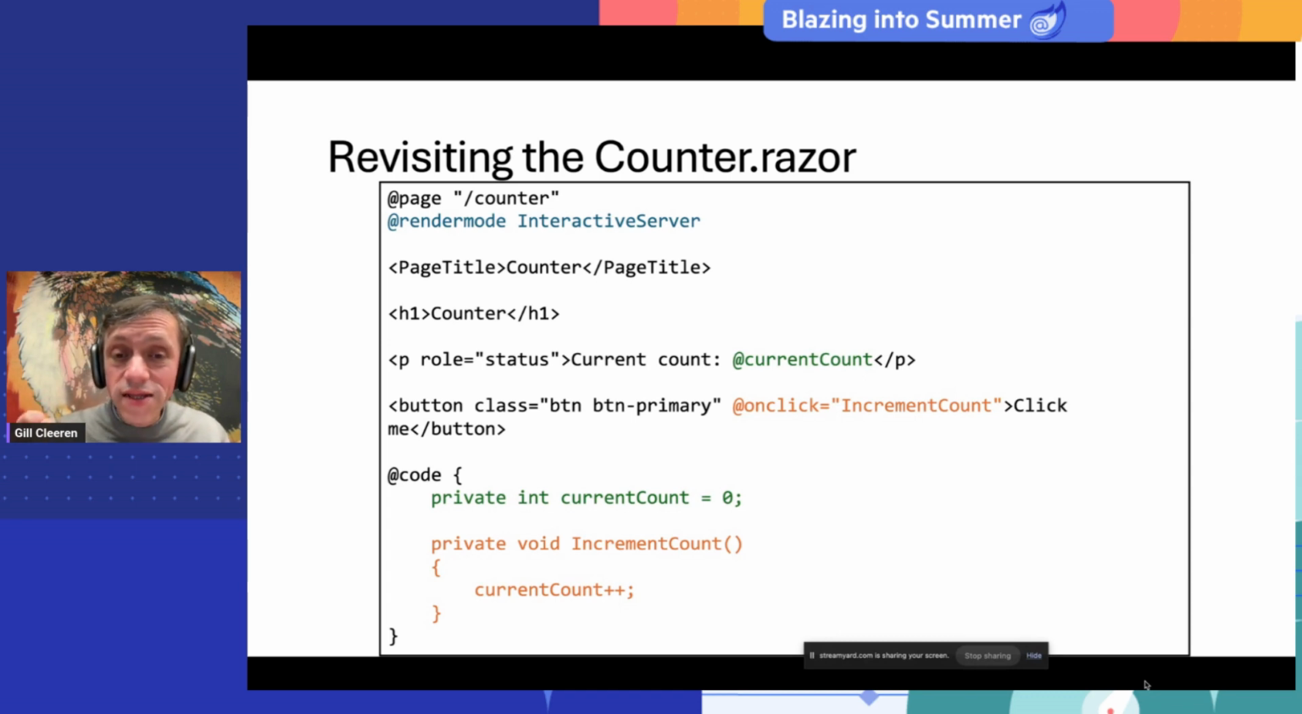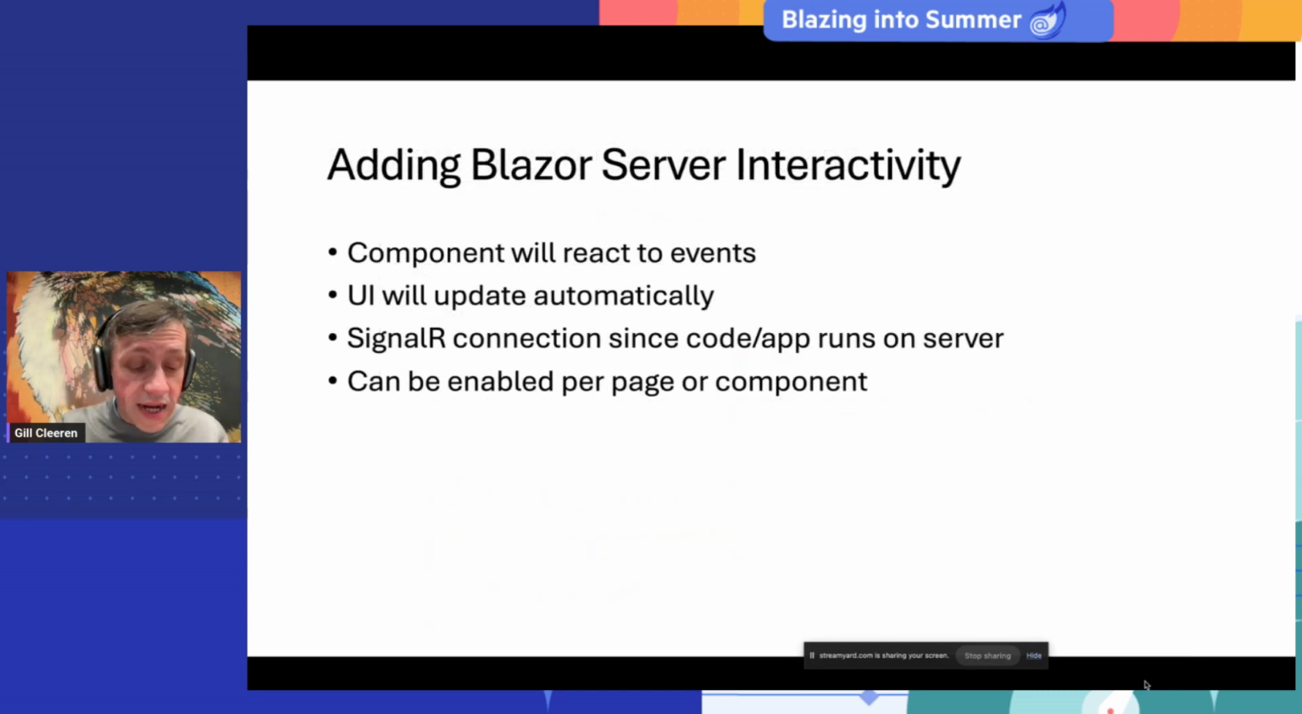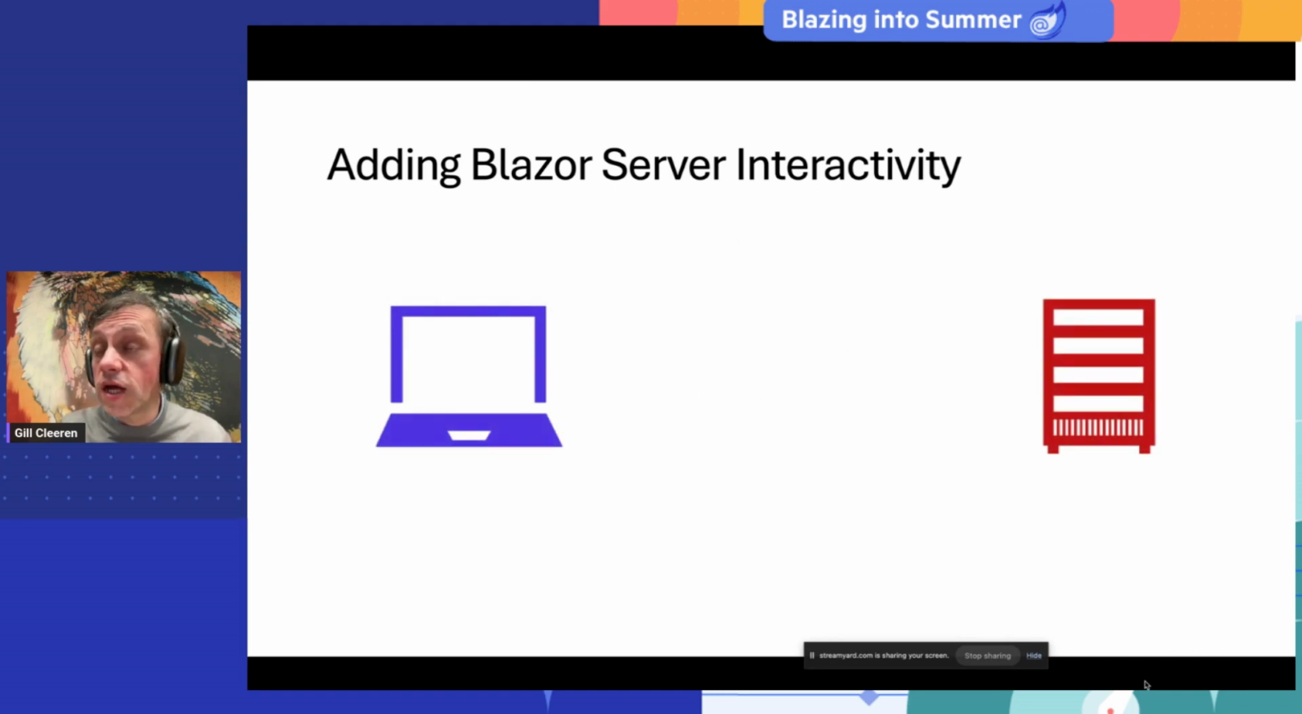I can now react to that on click that will trigger the event handling current count. That will change the value of current count. That will change the UI automatically. That's nothing I need to do manually again. This is just relying on Blazor like in the past. So by enabling Blazor's interactive server mode, the components can react to events. The UI will again update automatically. We don't need to do anything for that. And this is again based on that SignalR connection that we already talked about.